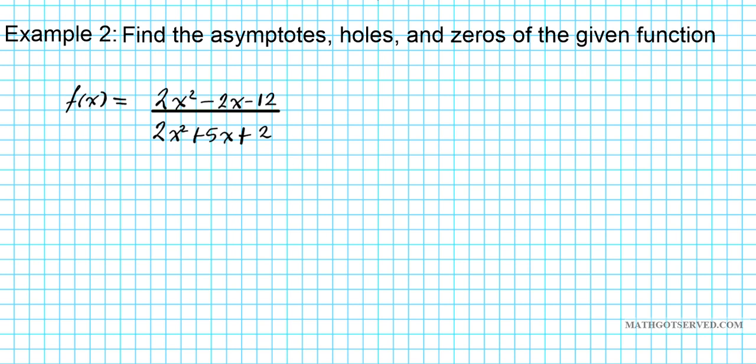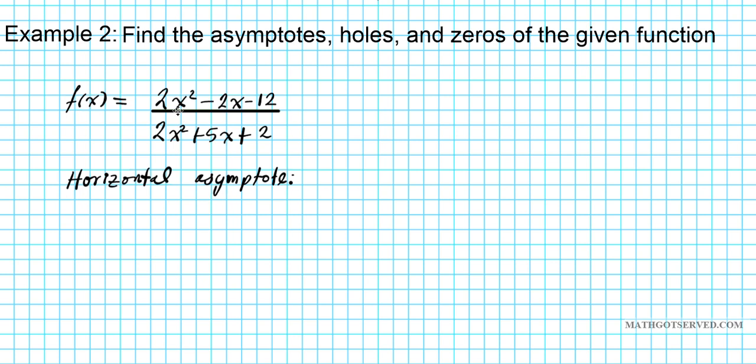Okay? All right. We can clearly see that this form is in the quotient format. We have a polynomial on the top divided by a polynomial on the bottom. Let's start out by looking for the asymptotes. First up is the horizontal asymptote. Now, how do you find a horizontal asymptote? Remember, you look at the degree of the numerator and the degree of the denominator.